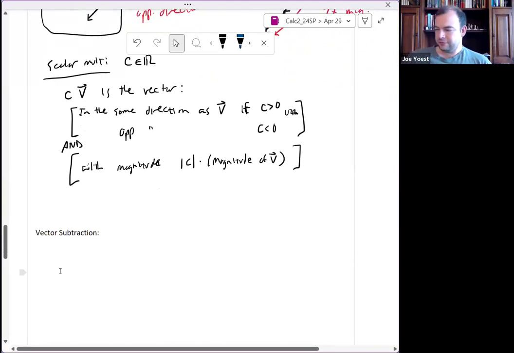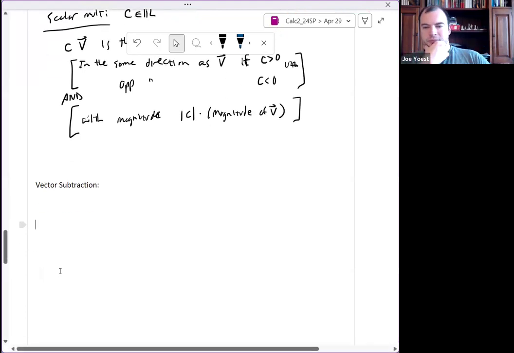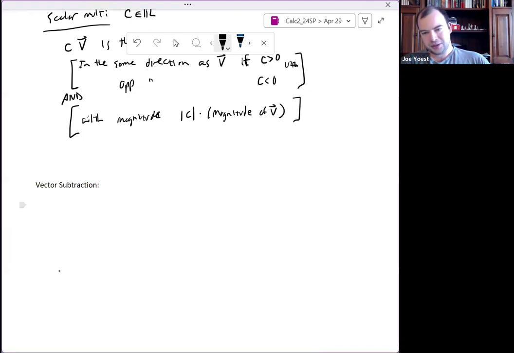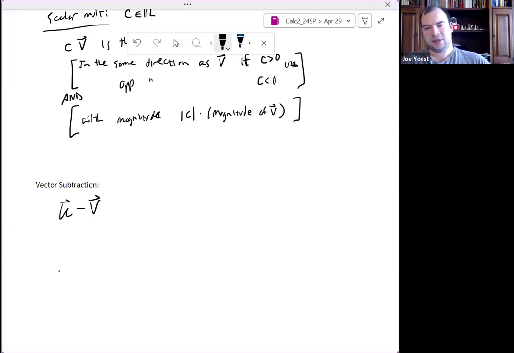Okay, so what about vector subtraction then? What about the difference of two vectors? So when I say something like u minus v, what does that mean? Well, the way that I would think about this is to say that this is u plus negative v. The same thing that I would do with subtraction of real numbers. If I was going to subtract two numbers, I think of that as being the first number plus the negative, or the opposite, of the second number.